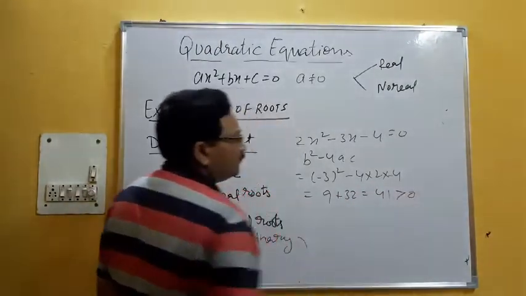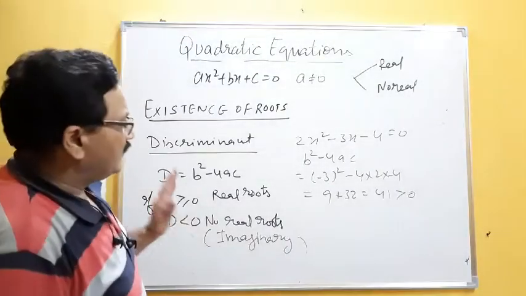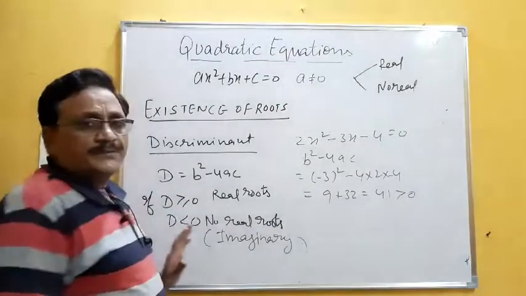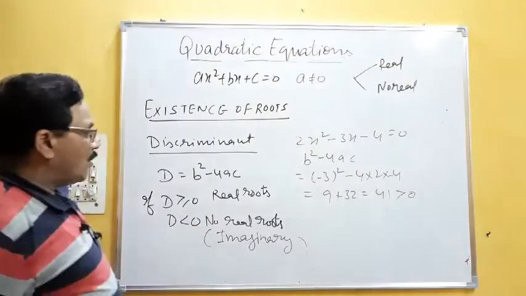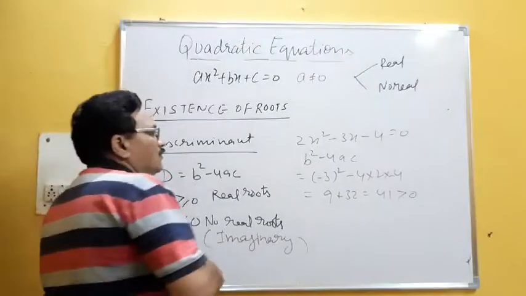It is greater than 0. So now you can say the equation will have real roots. The existence of root is there, but it is the real roots. Okay. Now next, I change this sign for another part.